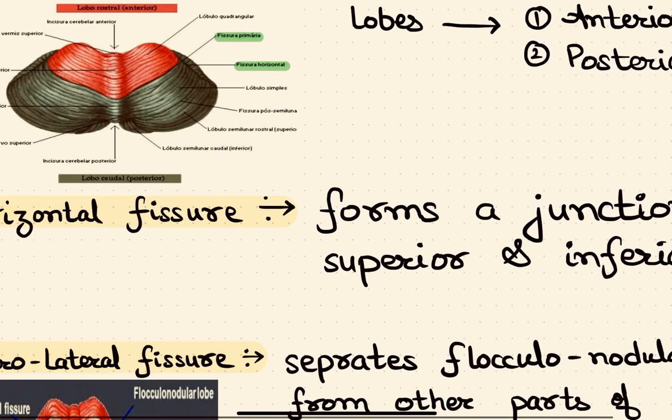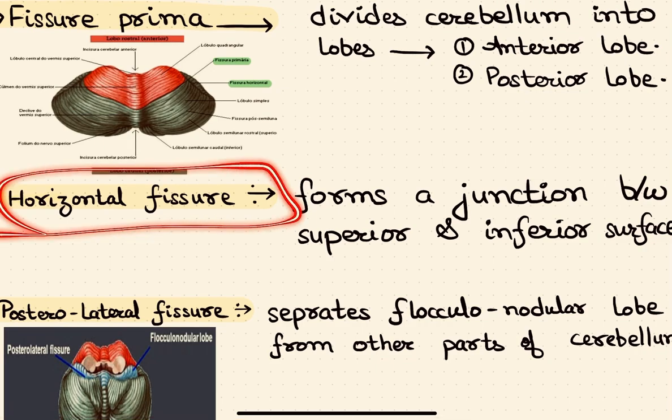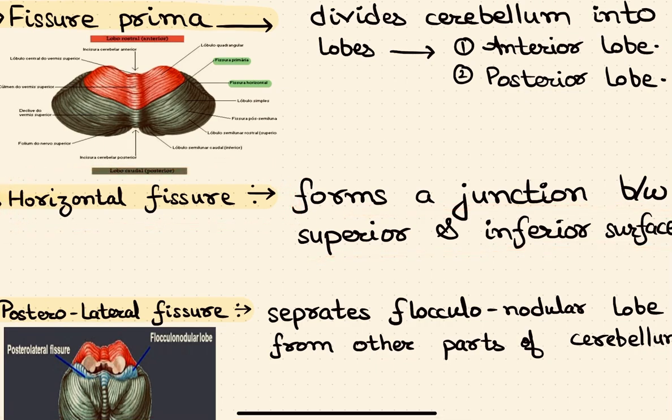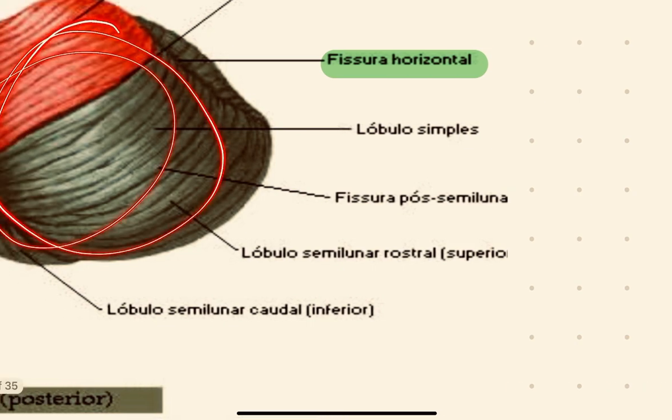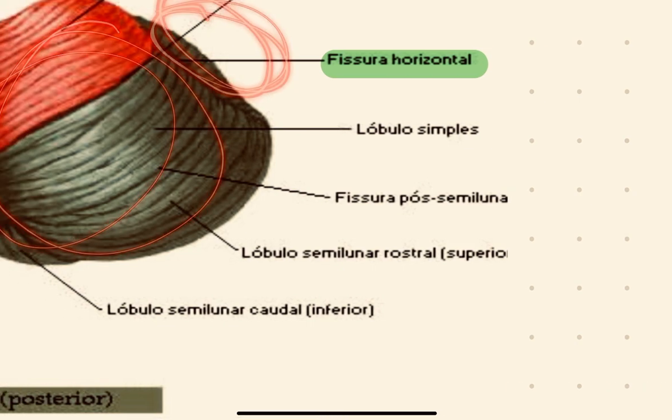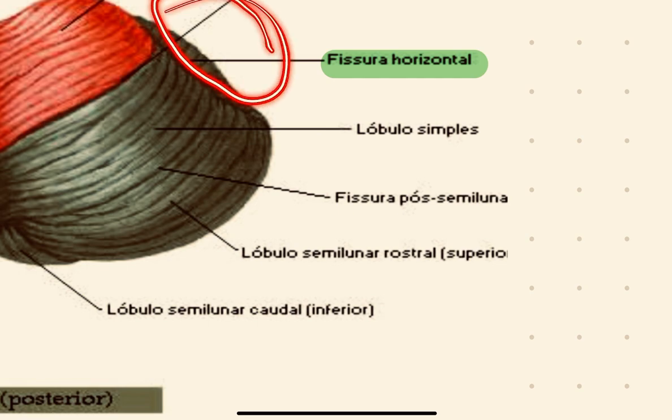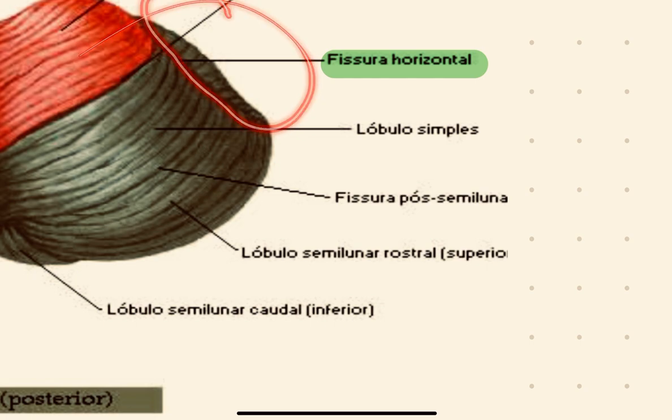Now there is another fissure, the horizontal fissure. This forms a junction between superior and inferior surface. If you look closely, this is the inferior surface of the cerebellum, and this inner one would be the superior surface. This superior surface and inferior surface of cerebellum are separated by a fissure which you can see here, and this fissure is nothing but the horizontal fissure.